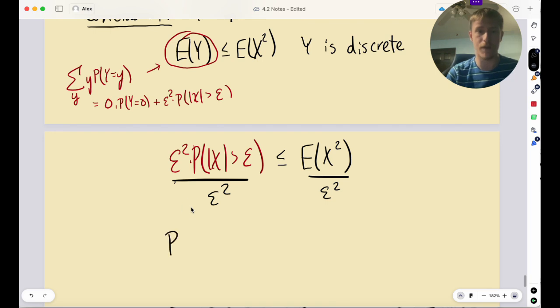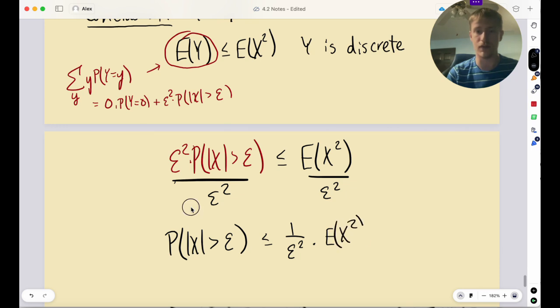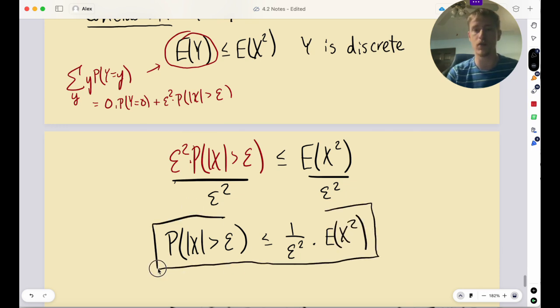So the probability that the magnitude of x exceeds epsilon is less than or equal to 1 over epsilon squared times the expected value of x squared. And this is Chebyshev's inequality. There's a more general one called Markov's inequality, which you'll prove in the exercises.